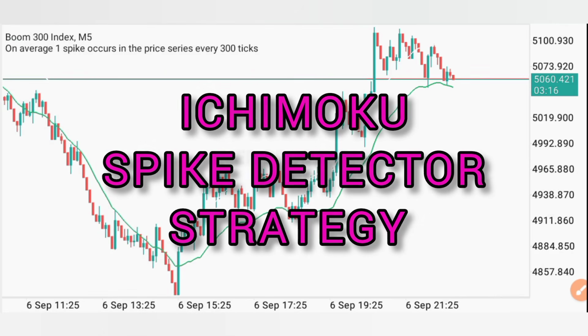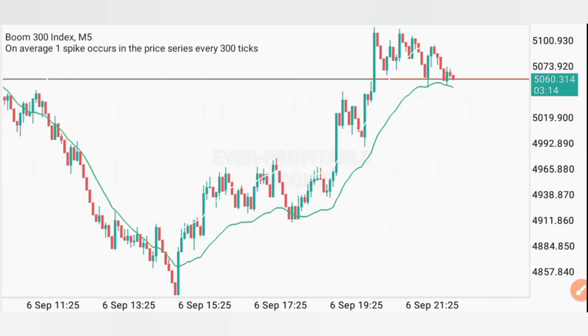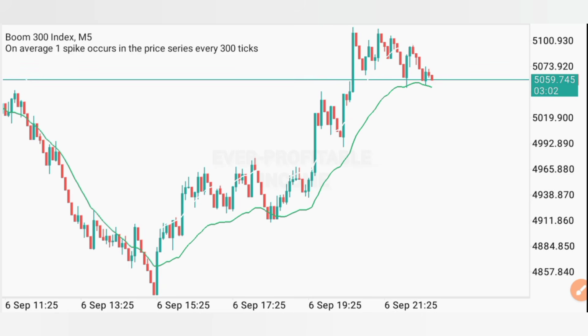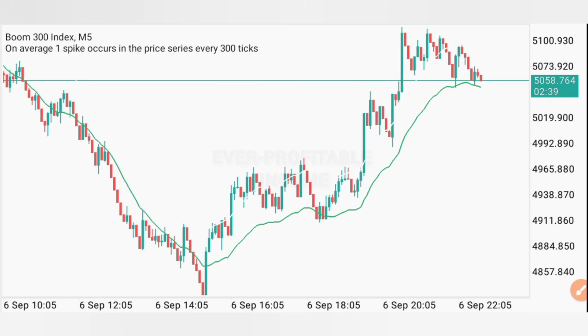Welcome to the Ichimoku Spike Detector strategy. In this strategy, I'm going to show you how you can use the Ichimoku to detect when a spike is about to occur. Now, we're going to set up our indicators. We're using two basic indicators: one is your Ichimoku and the second one is your envelope. The envelope is just for a second confirmation. Our major indicator is the Ichimoku, and the envelope is going to act as a second confirmation.